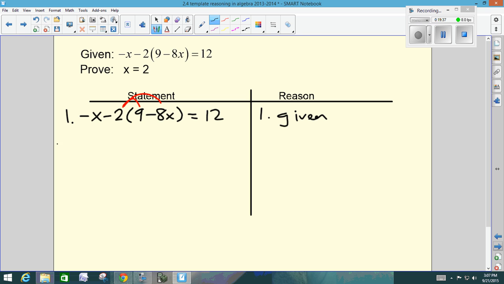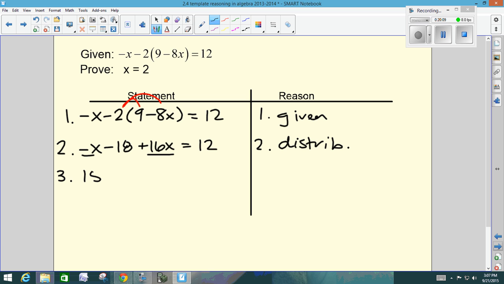So when you distribute the negative 2, your next line should say negative x minus 18 plus 16x equals 12. How did we get there? We distributed. Now what do we want to do to solve for x? Combine like terms, because I have two x's on the same side. So negative x plus 16x, 15x minus 18 equals 12. When you combine like terms on the same side, you can write out combine like terms if you want to. Otherwise, it's called simplifying. When you only do it to one side of the equal sign, it's simplifying it.